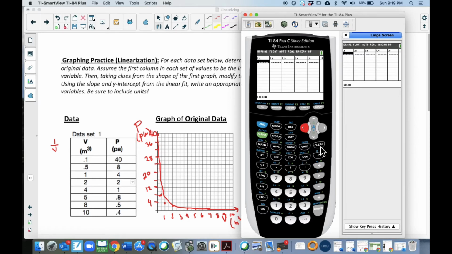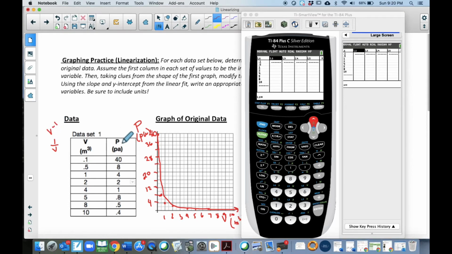Okay, what I want to do is put the information from the volume, the V column, into L1. Now I can arrow up to the L2, and notice down here it says L2 equals. I can start typing, and I want it to be 1 over V. And you guys know that 1 over V is the same as V to the negative 1. I might just do 1 over V, but you could do V to the negative 1.